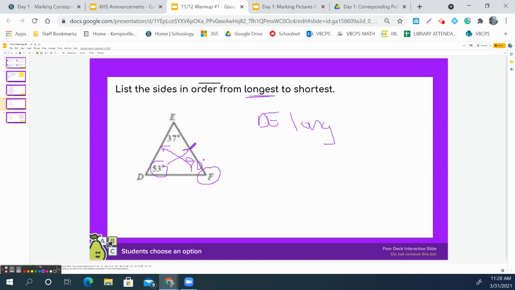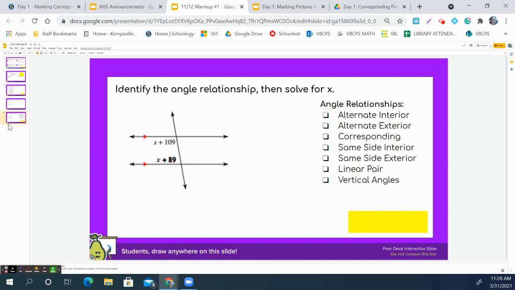EF, absolutely. EF is the medium, which means that DF is the small. I feel like my handwriting gets worse every day. All right. Last one. What's the relationship here, ladies and gentlemen? Everybody all at once. Same side interior. I love it.